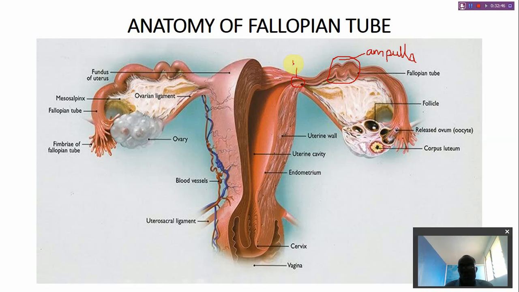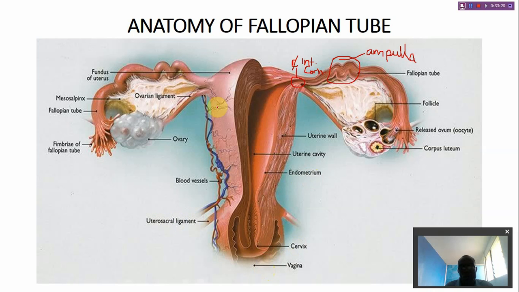So the isthmus, the corpus, the interstitial. That's the interstitial or the cornua. The interstitial or the cornua, that's where it is located. So we have the uterine cavity, endometrium, the cervix, and the vaginal canal.